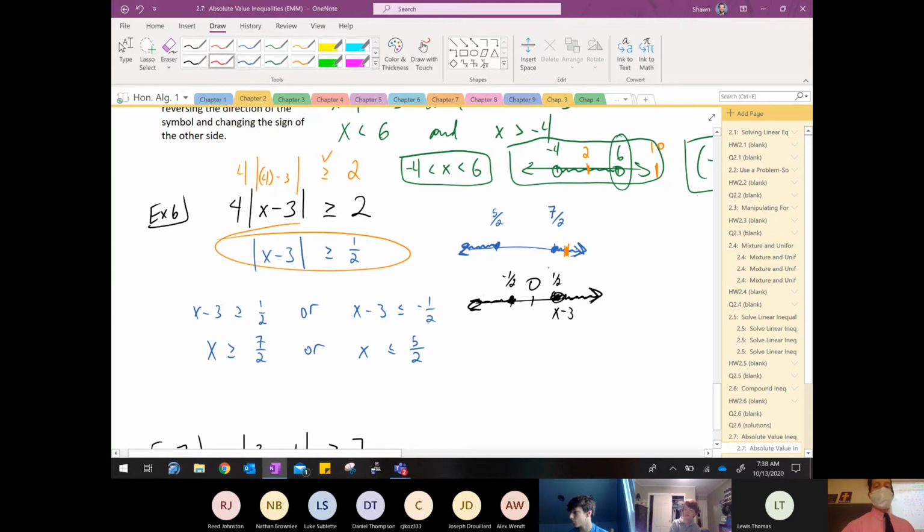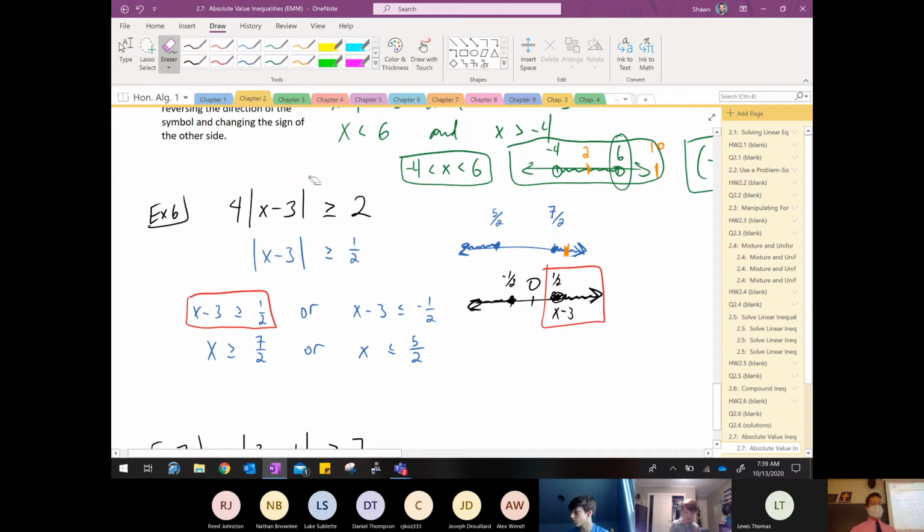Fellas, I mean, that's exactly what we just wrote up. Look, right here. X minus 3 is greater than or equal to 1/2. Look at what I just boxed in there in red. That's precisely half of the setup.